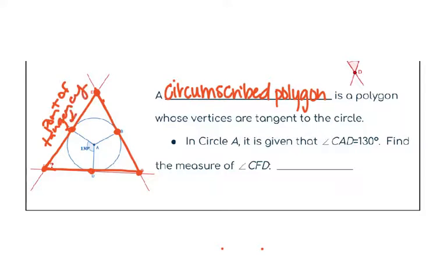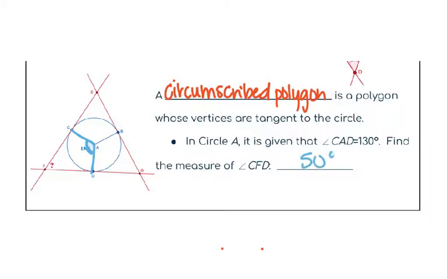Okay? So in this circle, we are given that CAD is 130 degrees, meaning it's a central angle. I'm going to erase all of that. So CAD here is 130 degrees. So we're trying to find the measure of CFD. Remember, those have to be supplementary. So what is CFD going to be? Well, 180 minus 130 should give us 50 degrees.